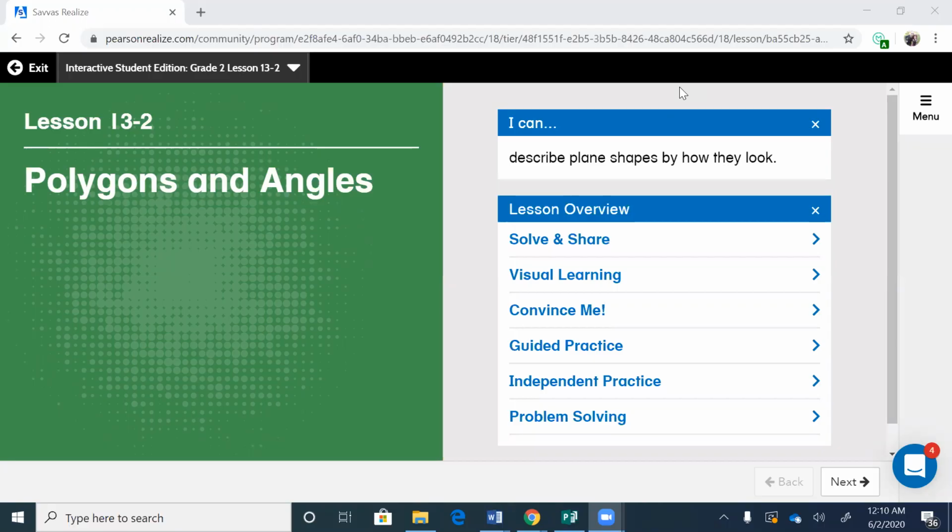As you know, we are on topic 13 and we're learning about shapes. Today, we're going to learn about polygons and angles. I can describe plane shapes by how they look. So we're going to be observing. Let's start with our solve and share.